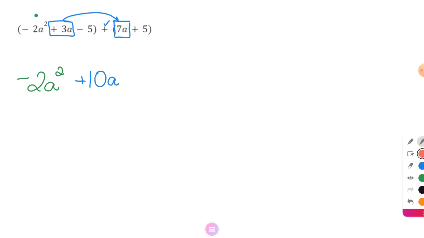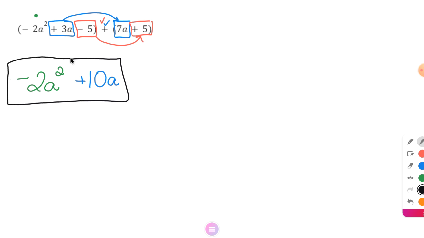And then I'm down to my constants, negative 5 plus positive 5. Well, negative 5 and 5 is just 0. So that cancels out. There's nothing. So I'm left with just negative 2a squared plus 10a.